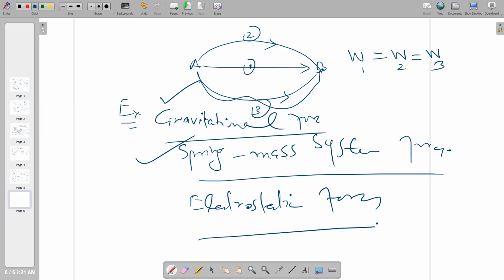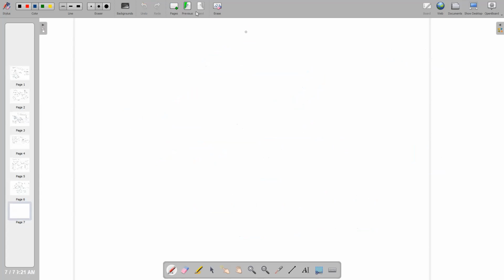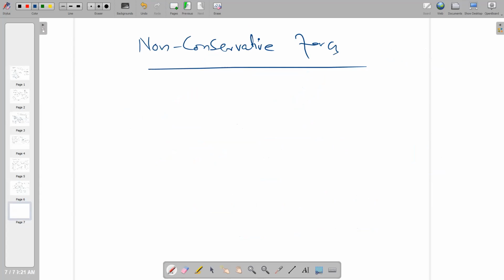Okay, after this, now I want to tell you about the non-conservative force. In non-conservative forces, the work done in a closed path is not 0. Work done is not independent of the path. It depends on the path.